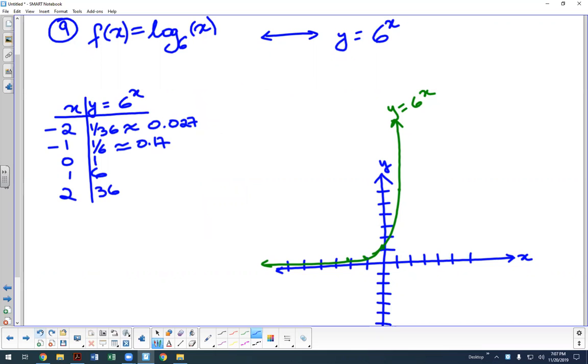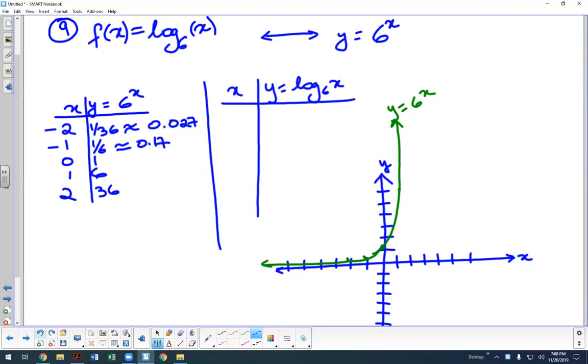1/36, -2, 1/6, -1. Okay. Now the one thing I will ask you to do is additionally graph your y equals x line.